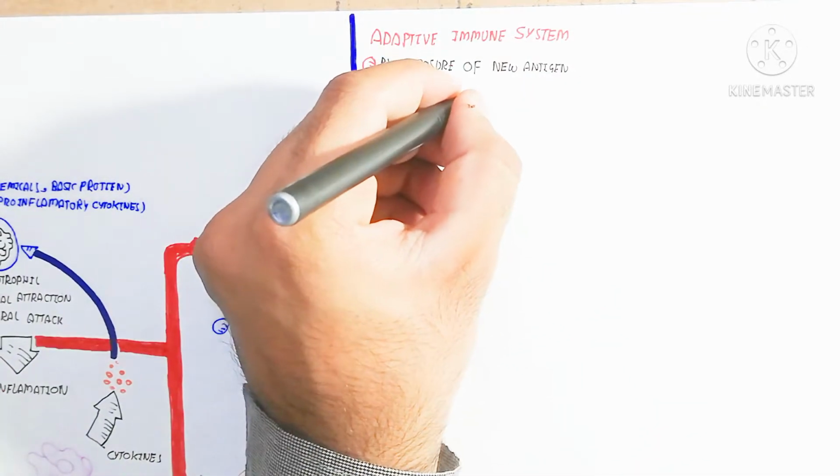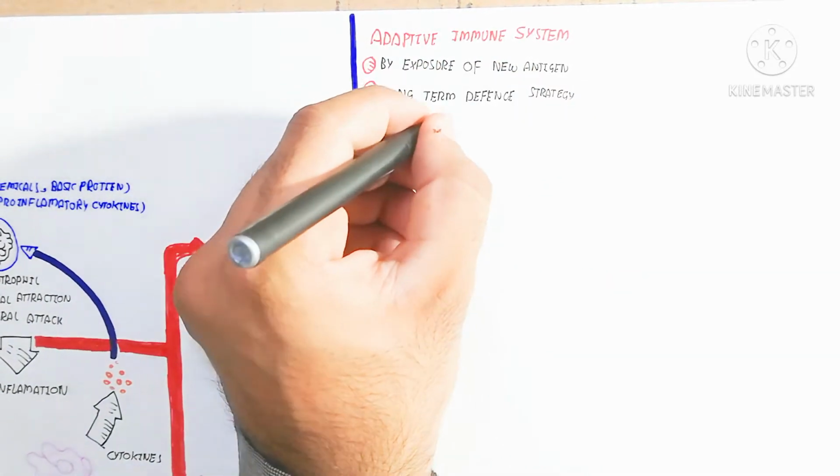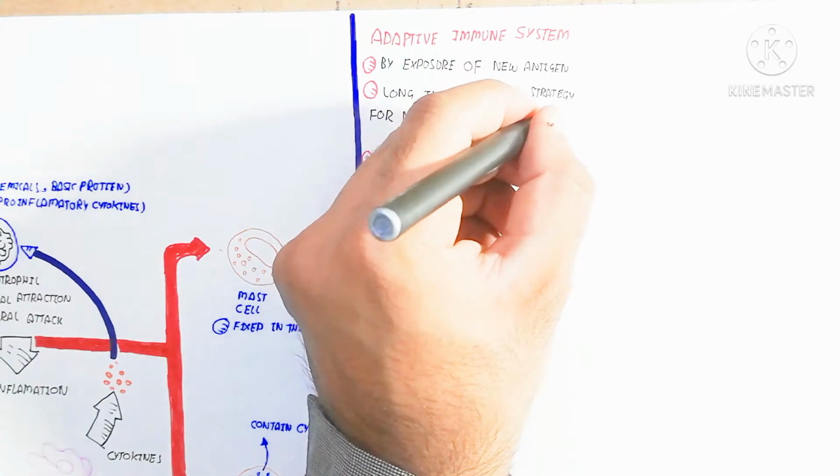So here is the adaptive immune system. The adaptive immune system is classified by exposure to a new antigen.